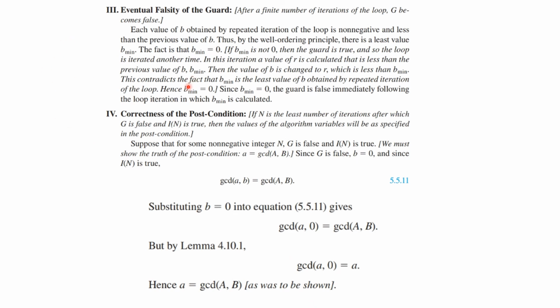Here again, we realize that the minimum has to be 0, so that it does hit 0. The guard is false immediately following the case where that is calculated, and so eventually the guard is false. You get out of the loop, and then you have to check to see if the post condition is correct, and it is, as was to be shown. Again, quite a bit of work.